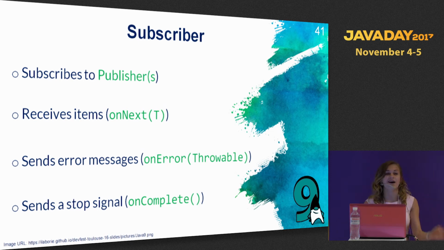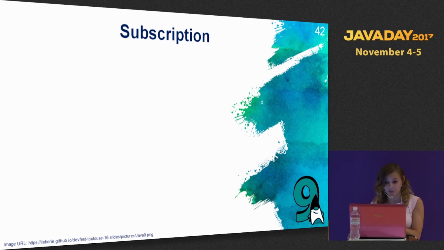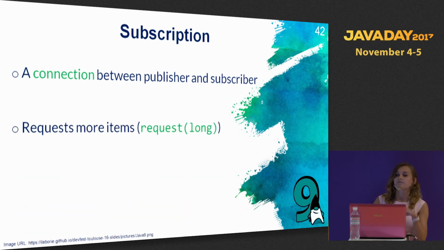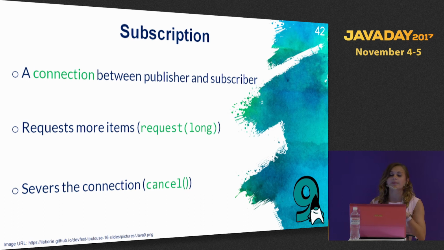You may get a question how these two are connected. So we have publisher and subscriber. What's the link? And the link is subscription. It is a connection between publisher and subscriber. It is a message control. It allows subscriber to subscribe to publisher and request the items. And also subscriber may cancel at any time. So subscriber is more in control of everything that's happening.